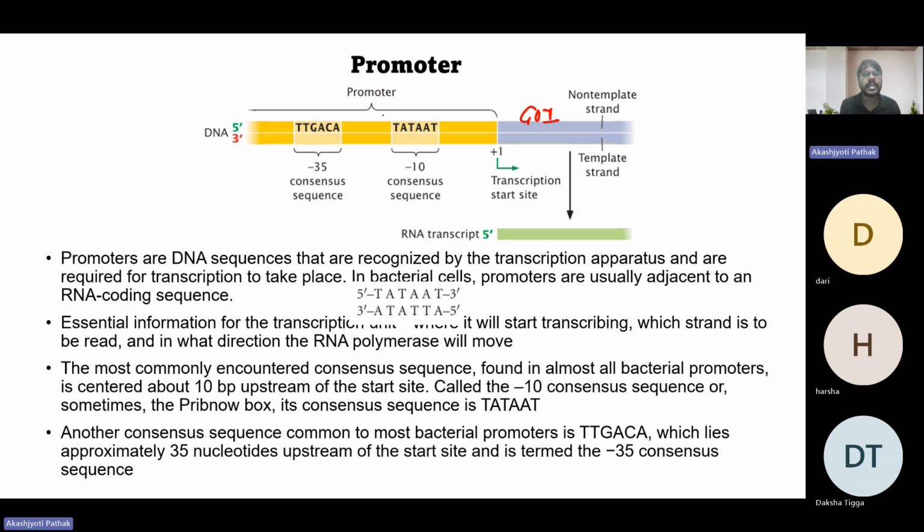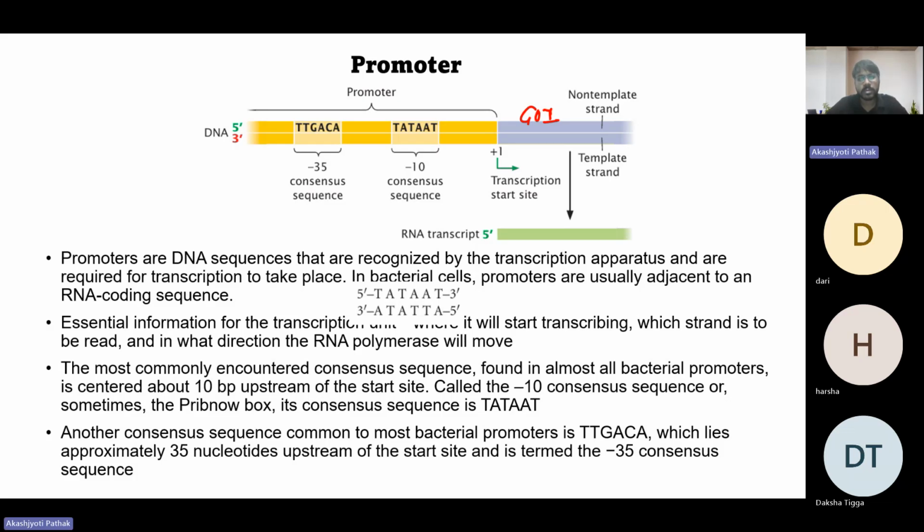Now this promoter region has certain consensus sequences. So this is the promoter region of a bacteria. Different hosts will have different promoters. Okay. So a bacterial promoter region has two consensus sequences. What do you mean by consensus sequence, anyone?